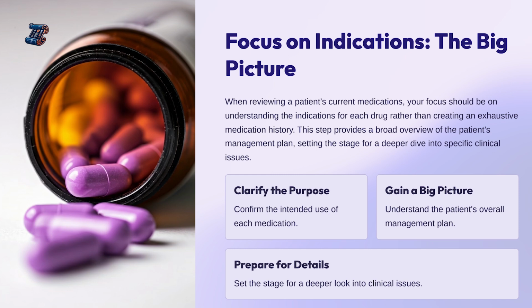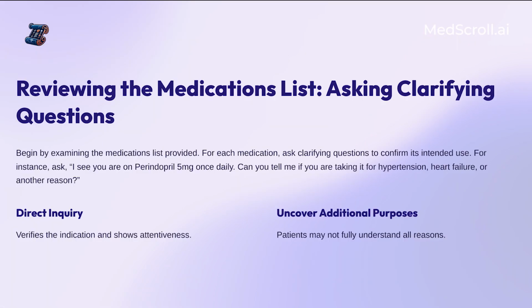For each medication, ask clarifying questions to confirm its intended use. For example, you might say, "I see you are on Perindopril 5 mg once daily. Can you tell me if you are taking it for hypertension, heart failure, or another reason?" This approach not only confirms the indication, but also shows the patient that you are attentive to their treatment plan.